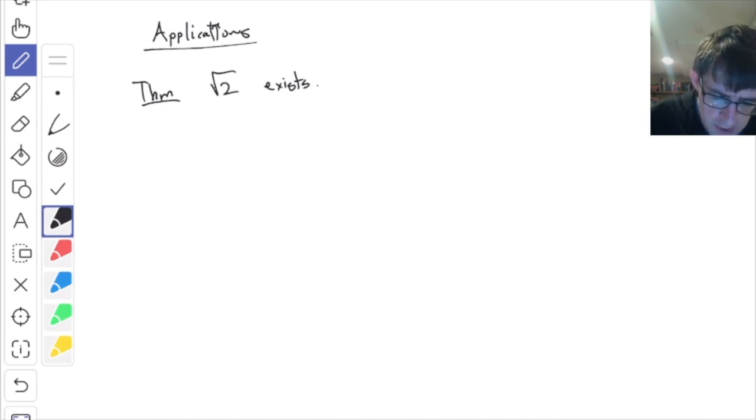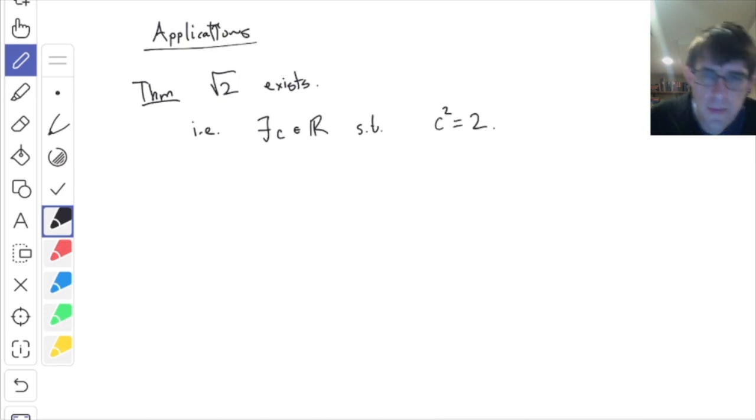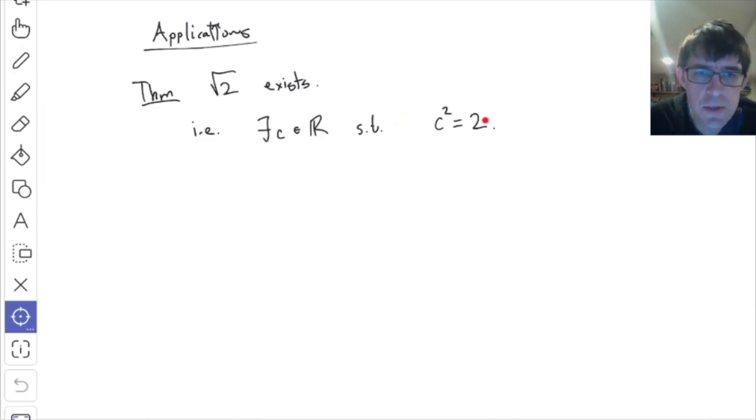Let me just say, this is the slogan version of this. What I mean by this, more specifically, is that there exists some number, I'll call it C in R, such that C squared equals 2, right? That's what I'm saying here when I say the square root of 2 exists. What I mean is there's a real number so that when you square it, you get 2. Now, apart from the fact that you have a square root button on your calculator, this is not an easy thing to prove. There exists some number C such that C squared equals 2.